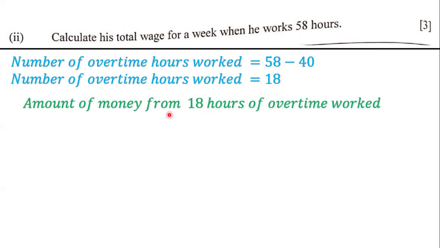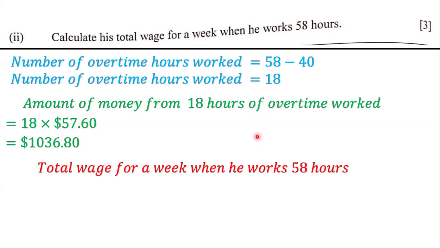Next, we have to figure out the amount of money that he's paid from 18 hours of overtime worked. And so we say 18 because it's 18 hours of overtime that is worked. And we multiply that by $57.60, because that is the amount that he's paid for 1 hour of overtime. So we say 18 multiplied by $57.60. We multiply them together and we get $1,036.80. And so that's the amount of money from 18 hours of overtime worked.